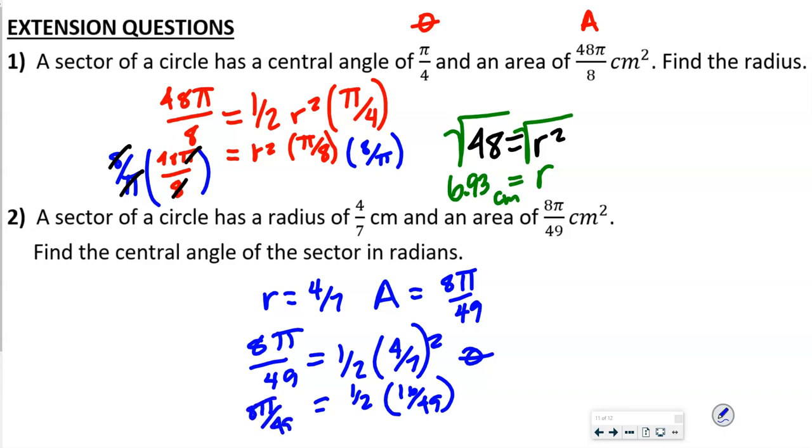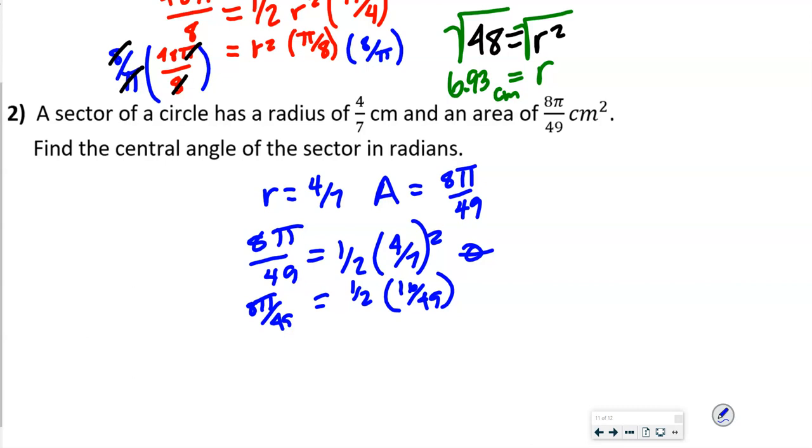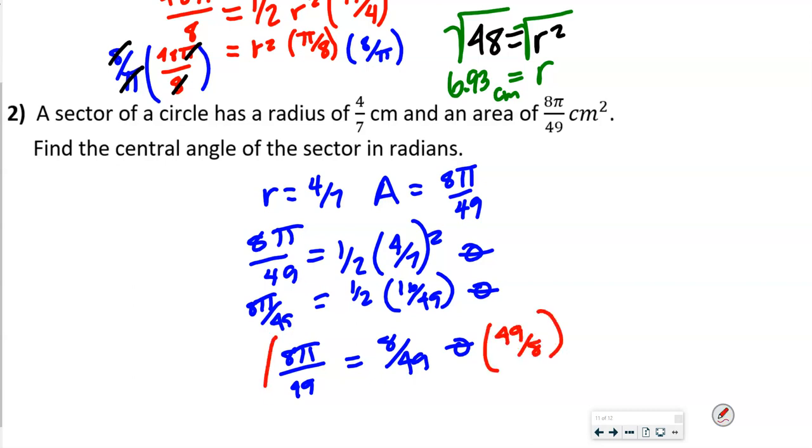Let me give myself a little more room to work. So if I divide that 16 by, y'all notice if I could just make that 2 times 49, or I could just divide the 16 by 2, okay? So, but I'm just going to divide the 16 by 2. So this is 8 pi over 49 is equal to 8 over 49 times theta. So we're just going to multiply both sides by its reciprocal. 49 over 8.